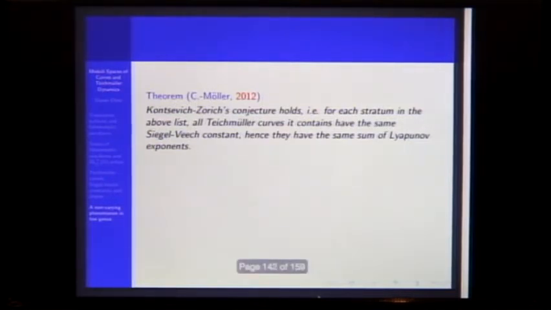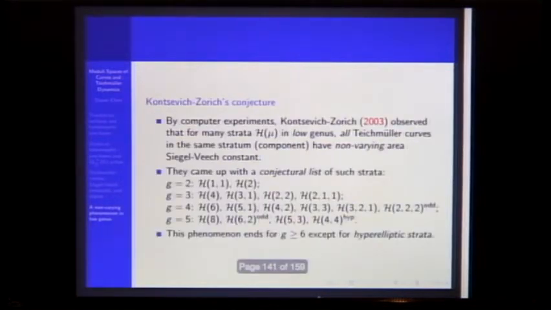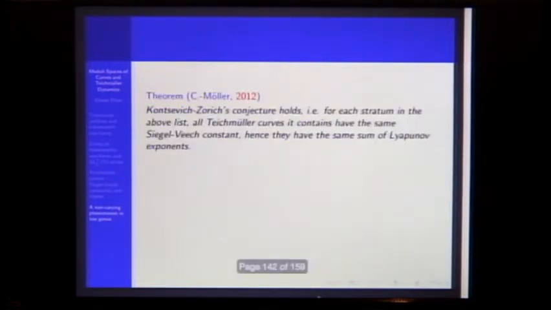So let me just use the last 5 minutes to give you the proof of the case H(3,1) in genus 3. The method is the same. You'll get a flavor of how this works. In genus 3, let me take this stratum H(3,1). That is, one-forms on a genus 3 surface with two zeros. One is a triple zero, the other one is a simple zero.